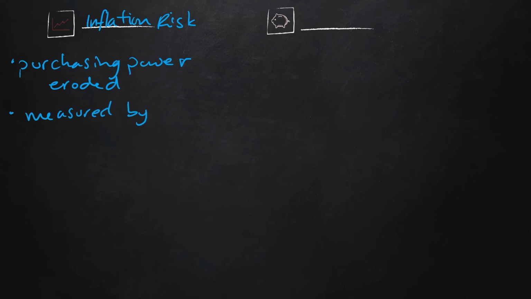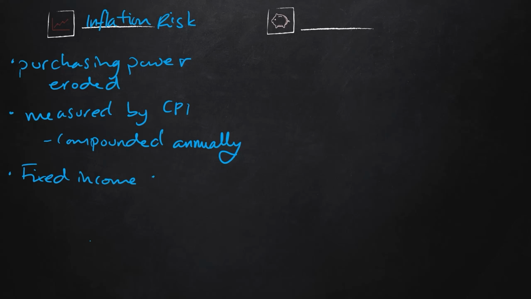Inflation is measured by the CPI, or the Consumer Price Index, and it's compounded annually. So you might hear in the news that CPI says that it's 2%. Now that doesn't sound like a lot, but because it is compounded annually, that can accumulate to be quite significant, and it can erode the purchasing power of your money. So what is most affected by inflation rate risk? It's really those fixed income securities like cash, bonds, GICs, the money market, and annuities.